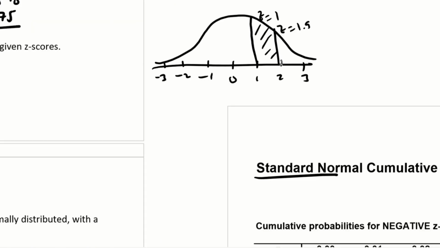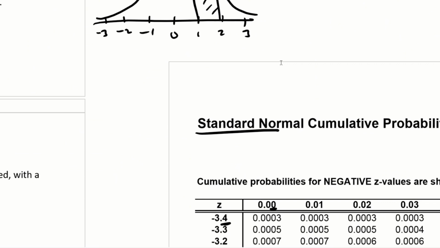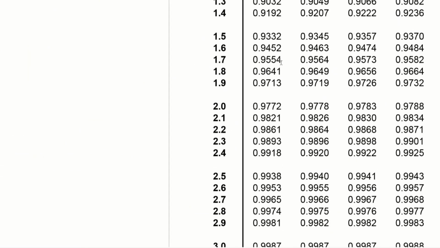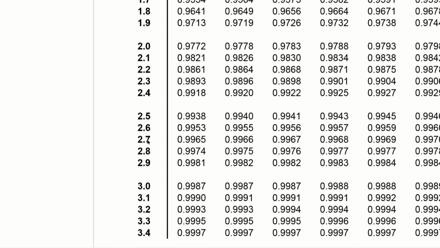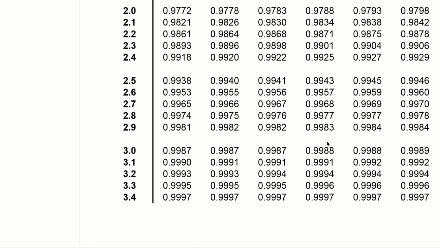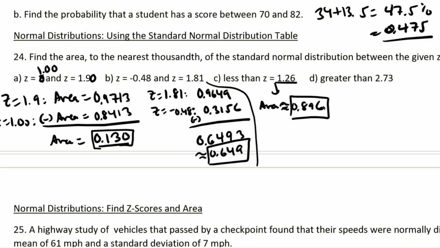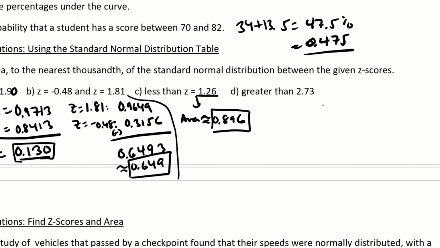So 2.73, let's look it up. 2.73, okay? So 0.9968. But we got to do 1 minus, okay? Which is 0.0032, rounded to the nearest thousandth is 0.003. All right, and that's how you use the table, guys.